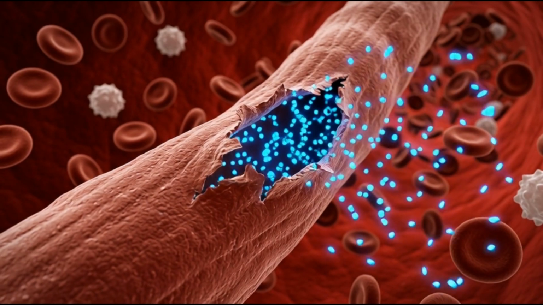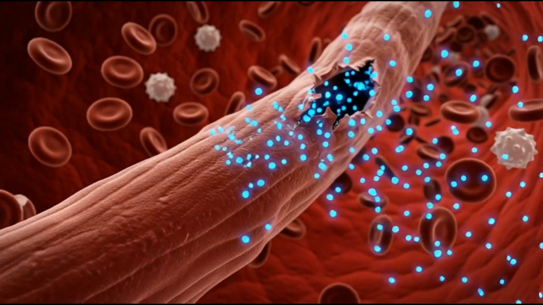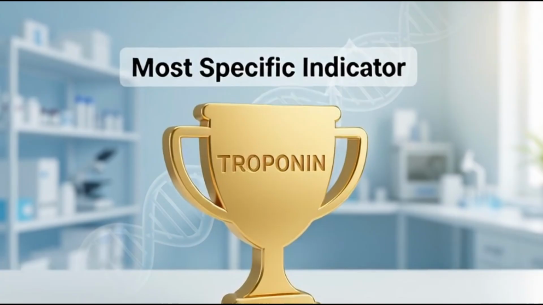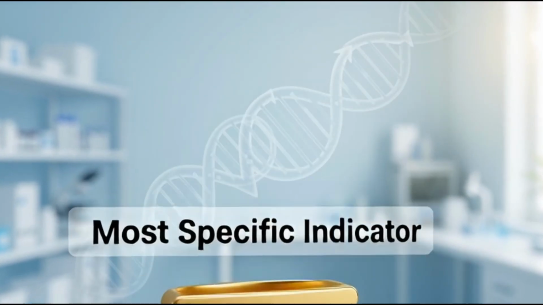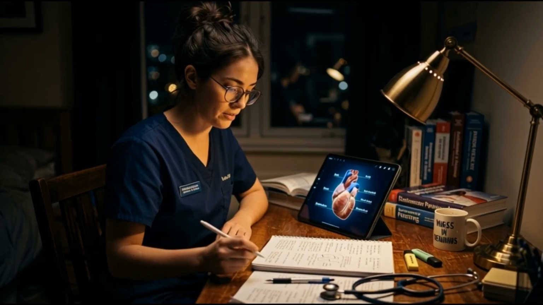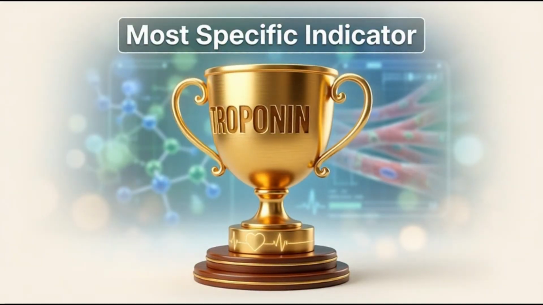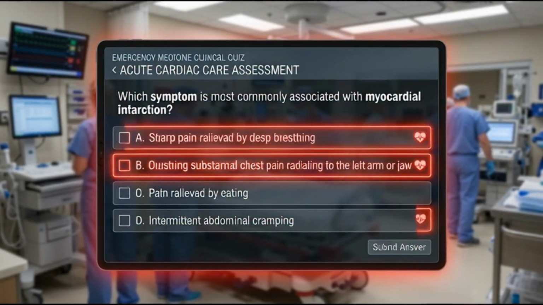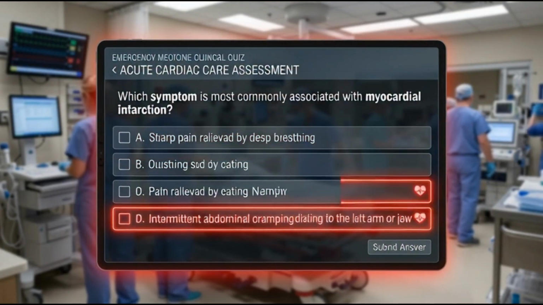When myocardial cells are damaged during a heart attack, troponin is released into the bloodstream. Elevated troponin levels are therefore a strong indicator of myocardial infarction. For NCLEX questions, if you see the phrase most specific cardiac marker for myocardial infarction, the correct answer is usually troponin. Question number 3. Which symptom is most commonly associated with myocardial infarction?